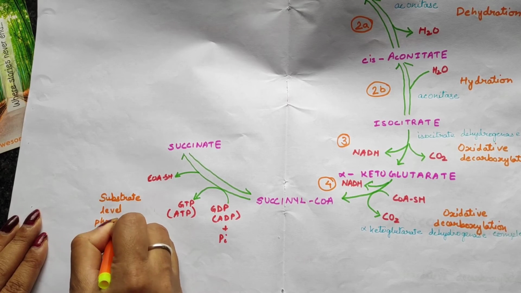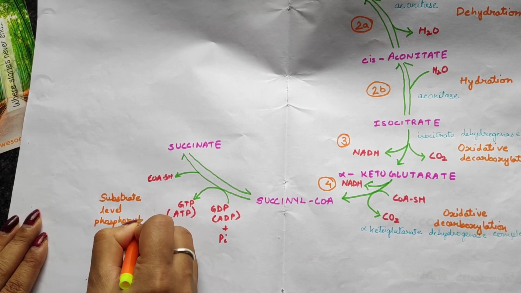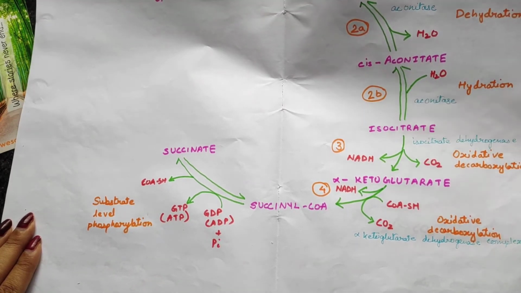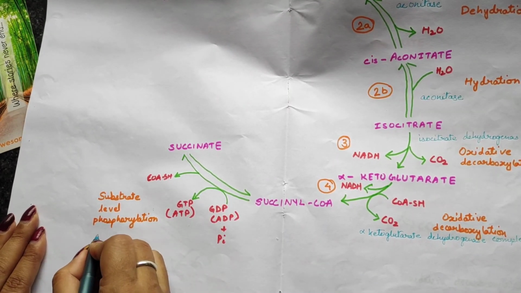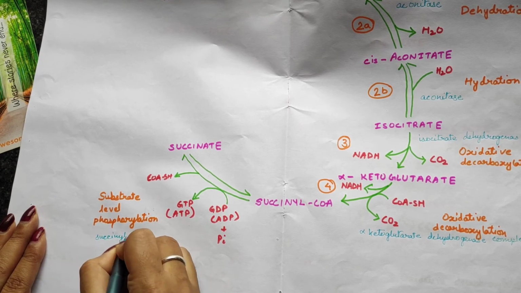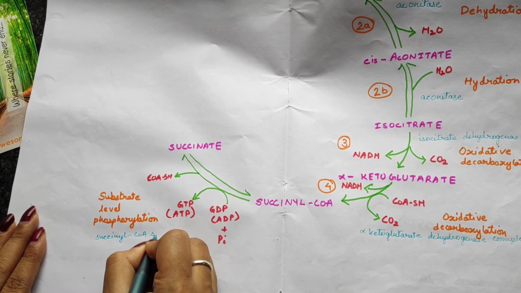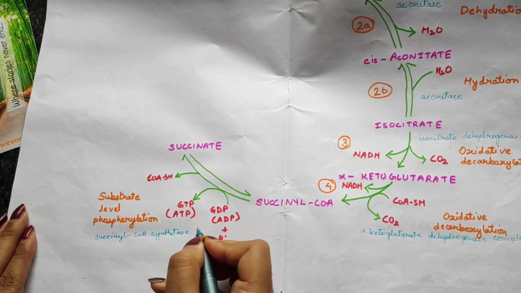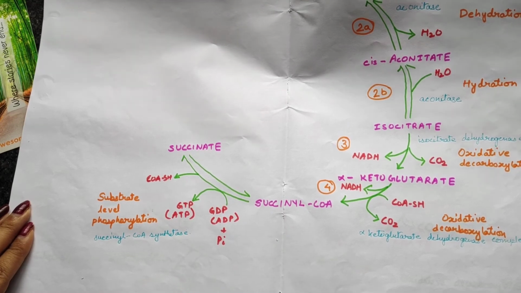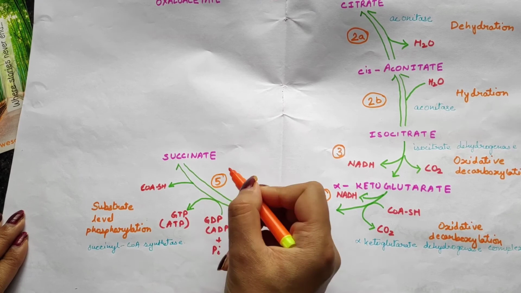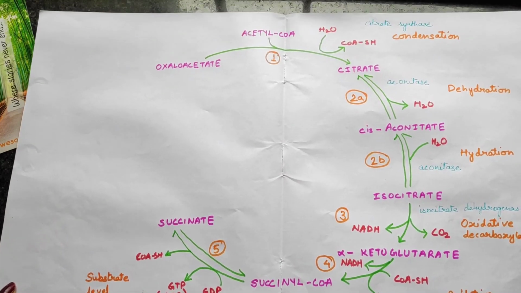And here the thing that is happening is called substrate level phosphorylation. The enzyme that catalyzes this particular reaction is called succinyl CoA synthetase. This was the fifth step of the TCA cycle. In total, there are 8 steps.